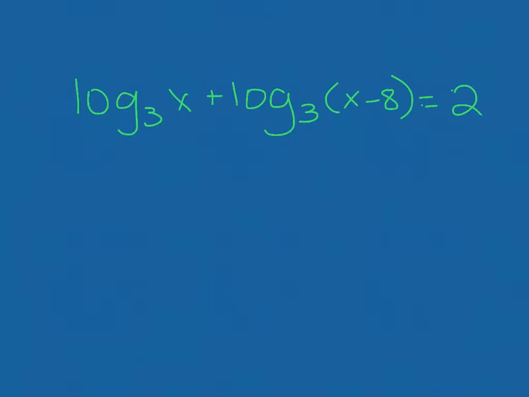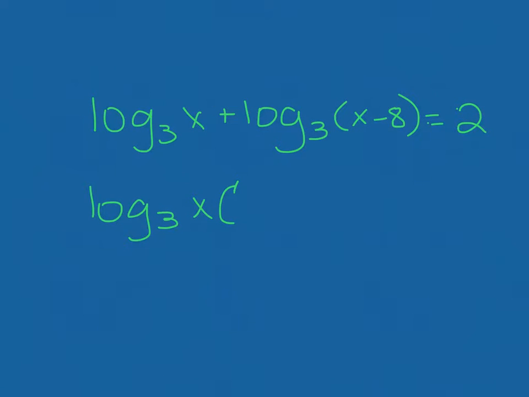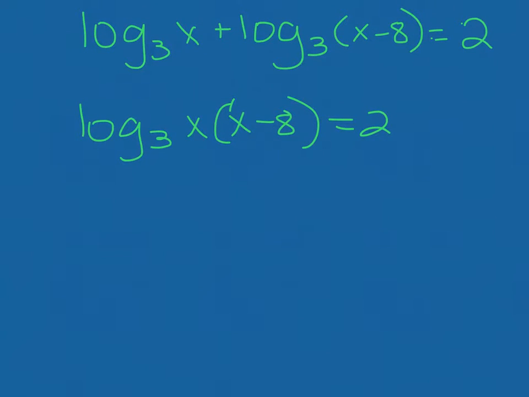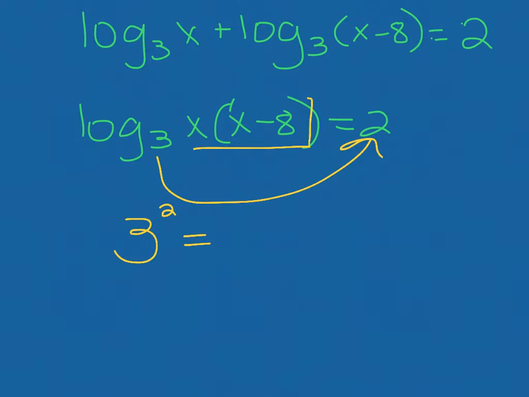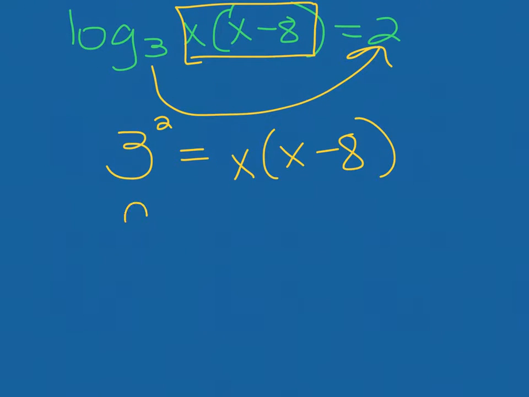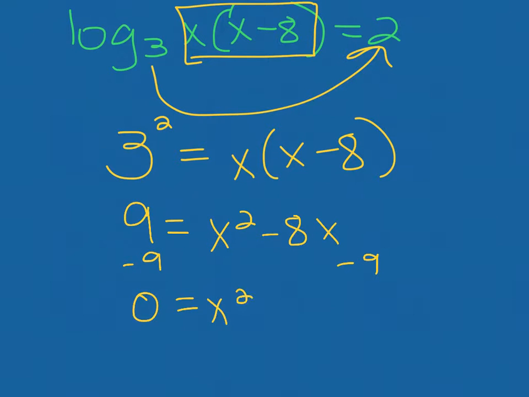Log base 3 of x plus log base 3 of x minus 8 becomes log base 3 of x times x minus 8 equals 2. Then 1 log means I can change this to exponential. 3 is going to come over here, pick up the 2, equals, this goes on the other side, x times x minus 8. And then this is 9 equals x squared minus 8 times x. As soon as you see the squared and the x, you should know you're going to have to get this to one side and try to factor it. So subtract the 9. 0 equals x squared minus 8x minus 9.